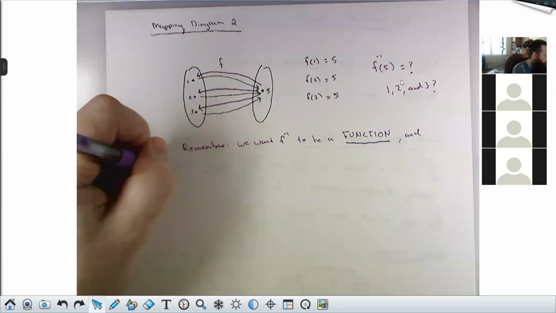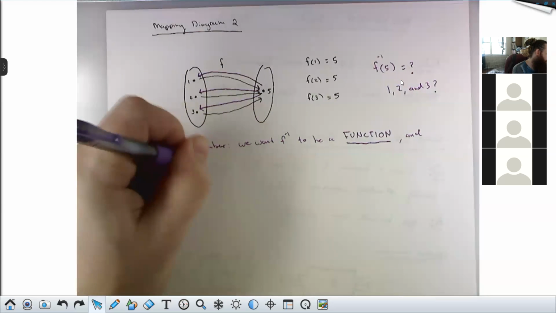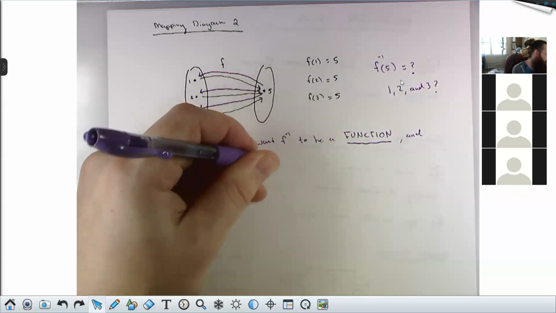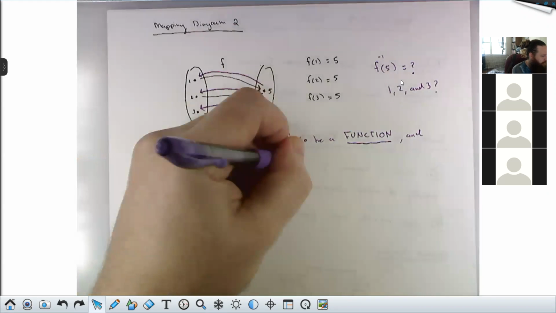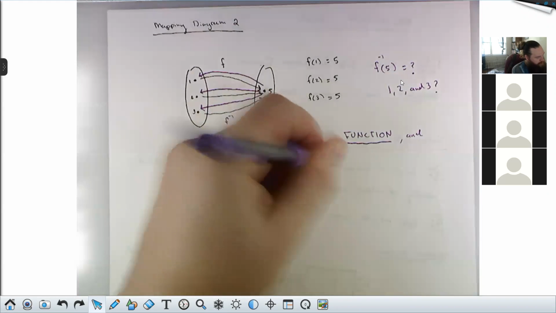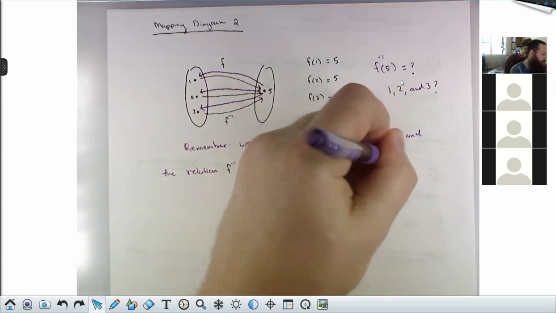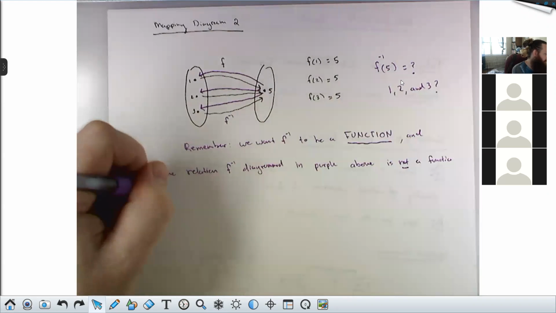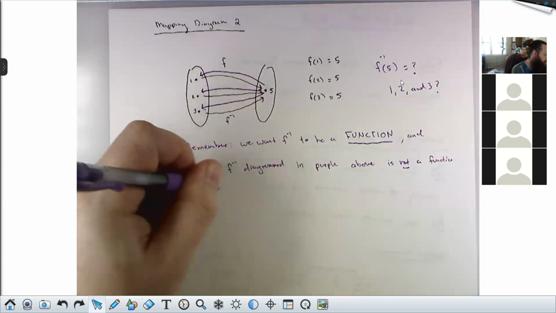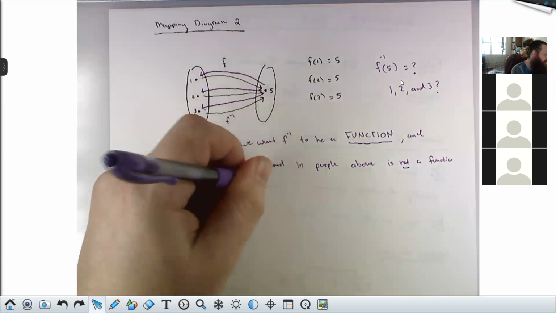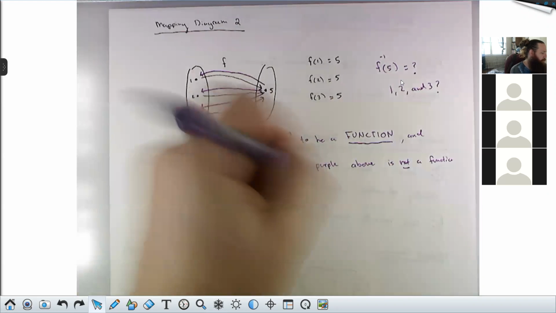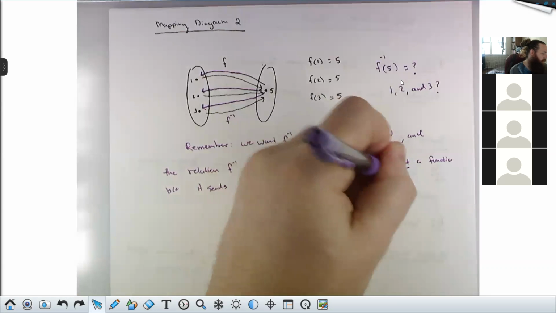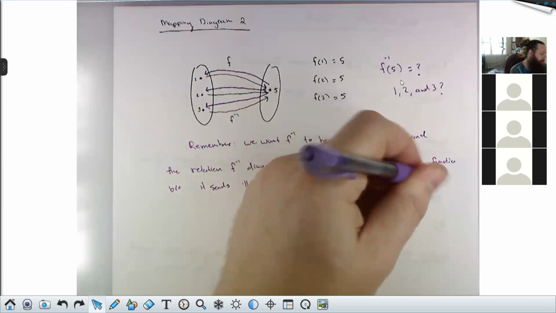So the relation F inverse diagrammed in purple above is not a function because it sends the input 5 to multiple outputs. All right, 1, 2, and 3.